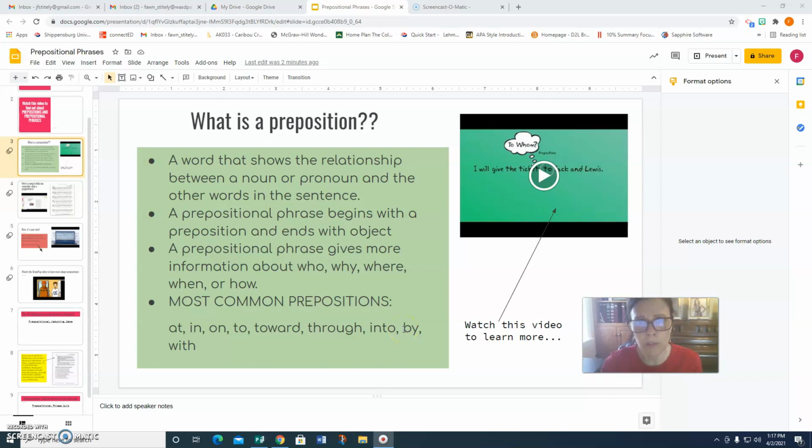Now, most often, a preposition will be followed by a phrase. Remember, a phrase is not a complete sentence. It is usually just giving us additional information. But a prepositional phrase will begin with a preposition, and it's always going to end with an object. And the reason that we even use prepositional phrases is to give us more details in the sentence, maybe about who or why or where or when or how.